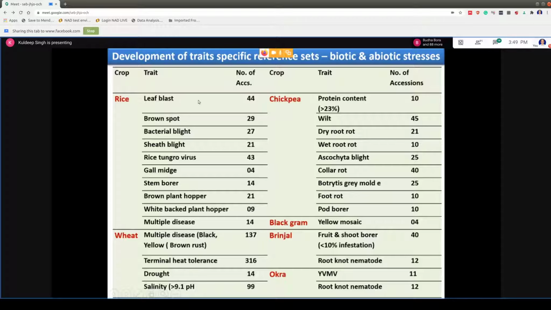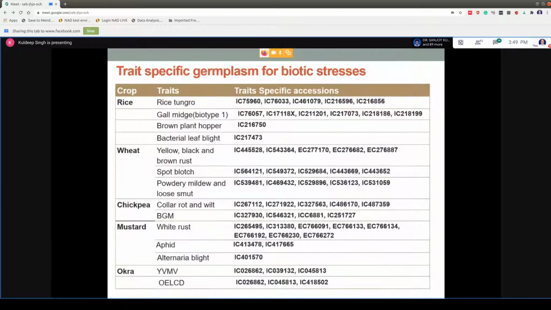For example, if somebody is interested in leaf blast, we have something for the broad accessions which were very well characterized. If somebody is interested in rice tungro, something for the foreland. Likewise, for all these crops, this type of data is available with NBPGR. You can have the data accession-wise. For example, in rice, if you see rice tungro, these are the accessions.